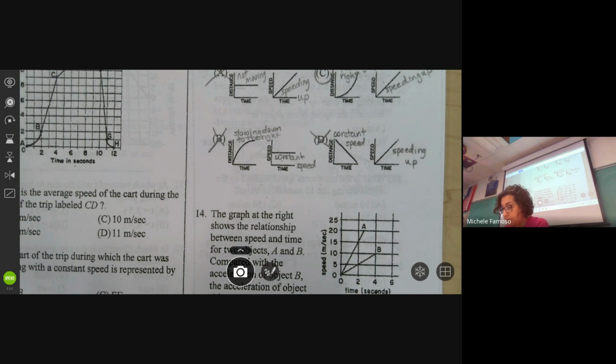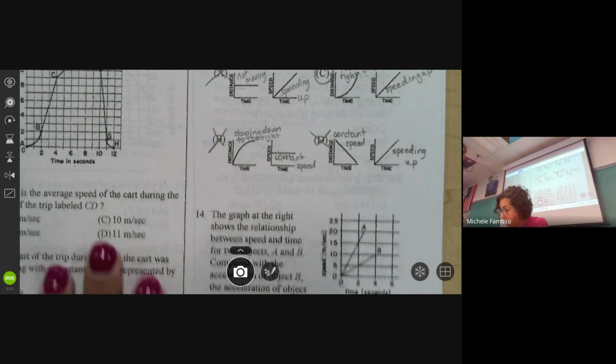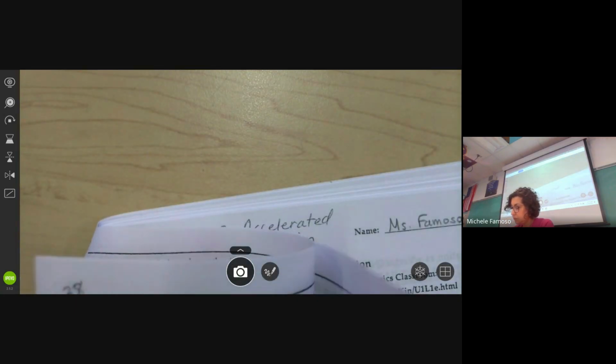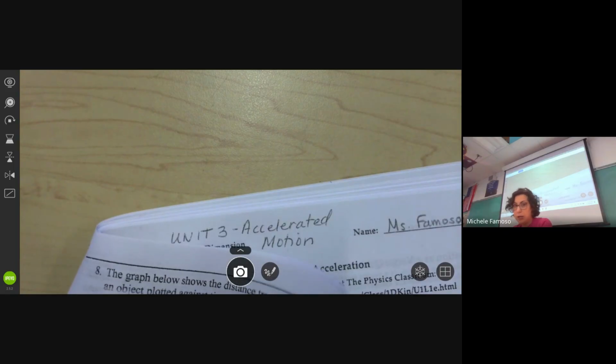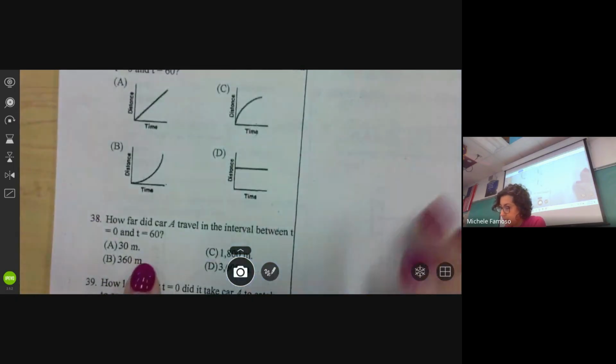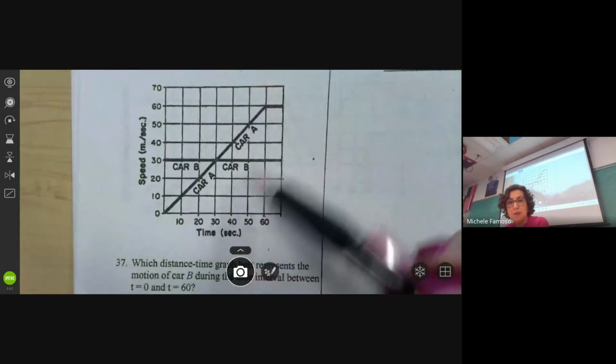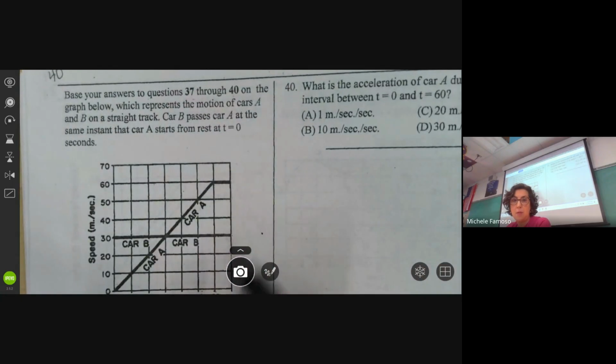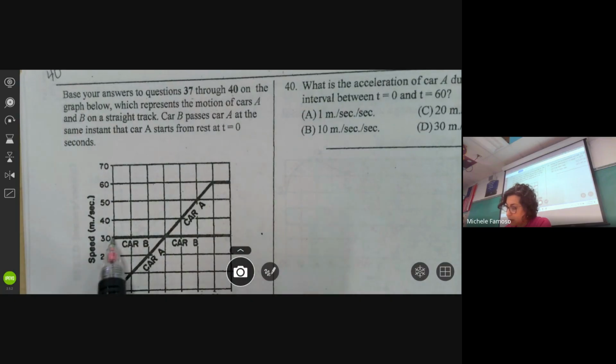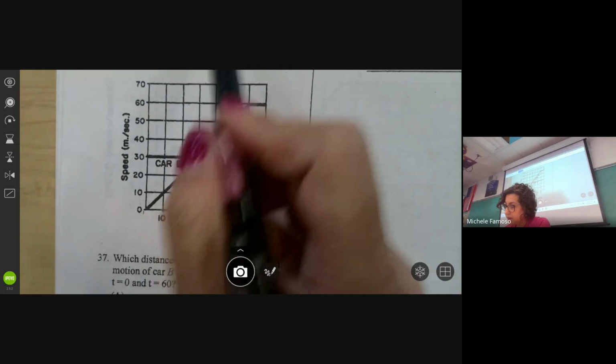Yep, Chang. Page 40. Number 38 and 39. Okay, and these questions all come from this graph here, which is a speed time graph. Notice it says 37 through 40 are all based on this. Tells us that we're starting from rest here, gives us some information about how the objects are moving.